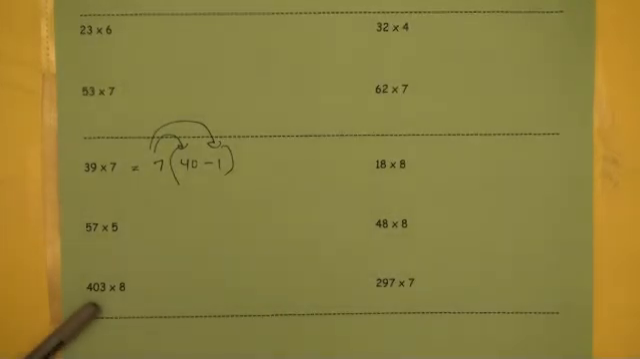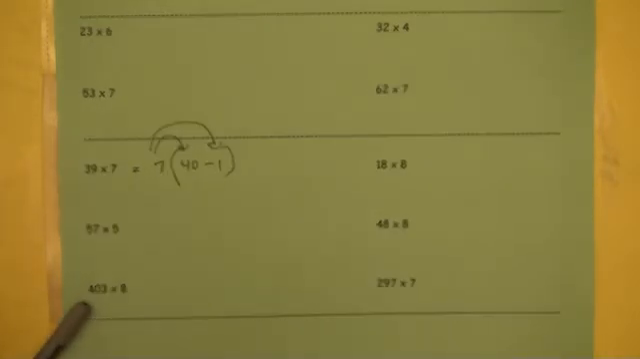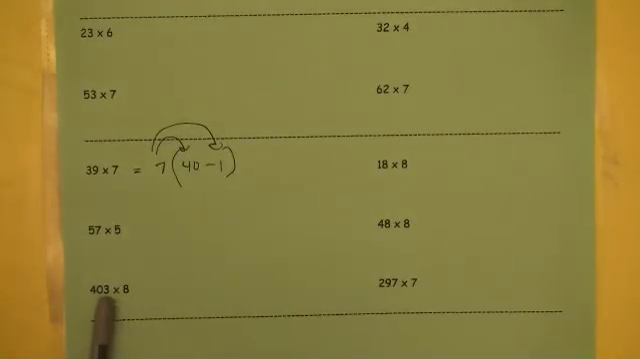Now here's one where you have a 3-digit number. We're going to do 3-digit times 8. Well, we're going to do 400 times 8. That'll definitely be 3,200. So then we'll take 3,200 plus the 3 8s. So the answer is 3,224.